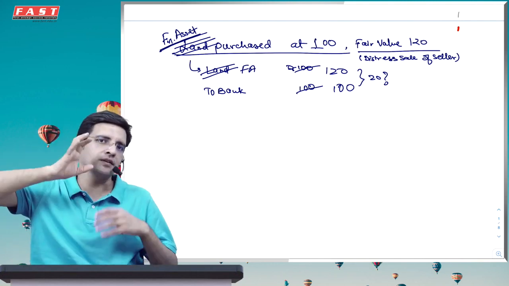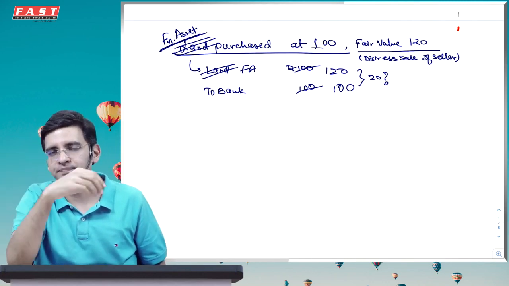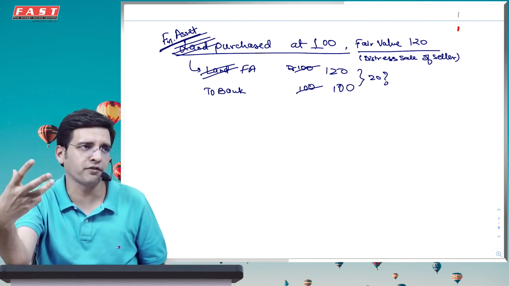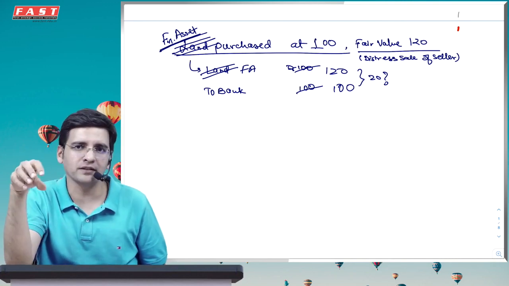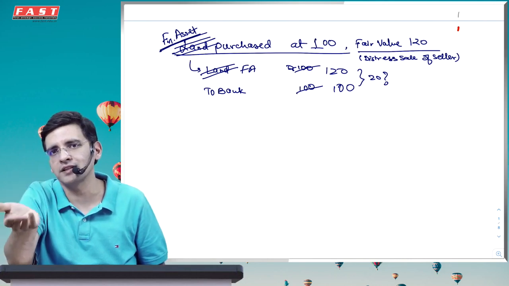You should actually recognize in your books debit franchisee fees or deferred franchisee fees 25, which is a type of a deferred cost for you, and you should debit the financial asset 75 rupees, and then you should credit bank with 100 rupees. That means you've recorded the financial asset at fair value.